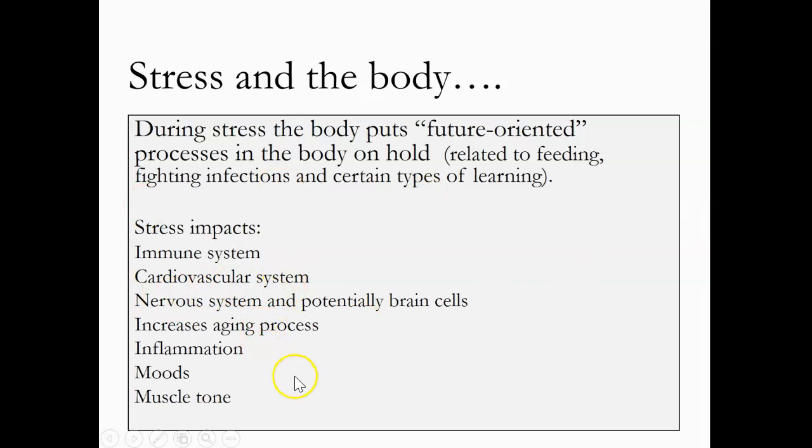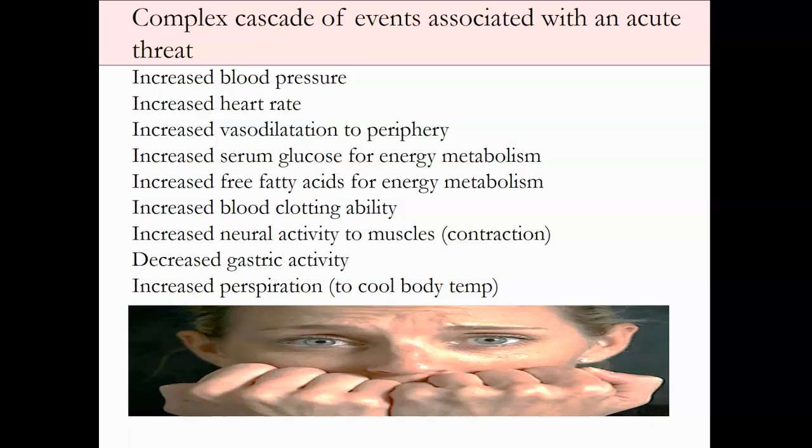Stress impacts the immune system, cardiovascular system, nervous system, increases aging, goes after brain cells, increases inflammation, affects your mood, affects your muscle tone. A complex cascade of events is associated with acute stress: increased blood pressure, heart rate, vasodilation, blood glucose, fatty acids, clotting, neural activity to muscles, decreased gastric activity, increased perspiration. All these things we talked about that are happening.